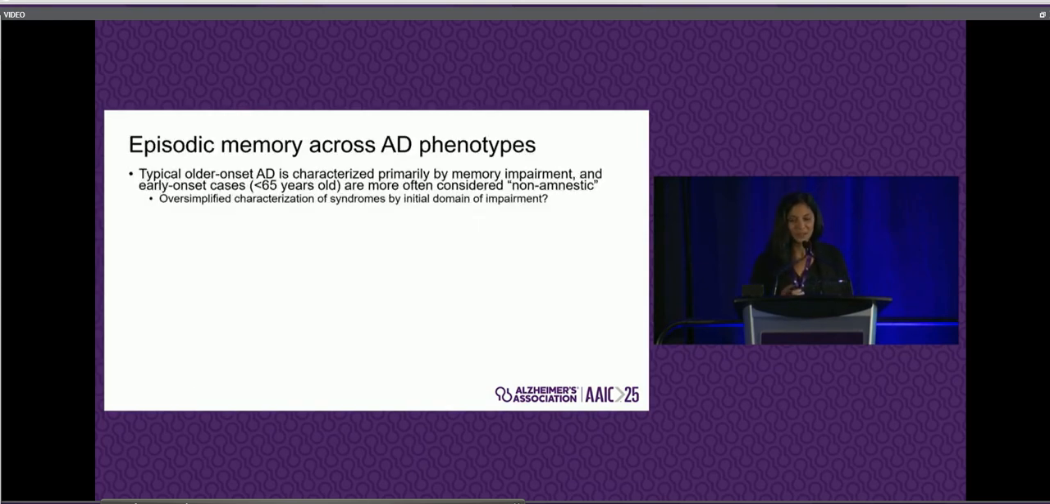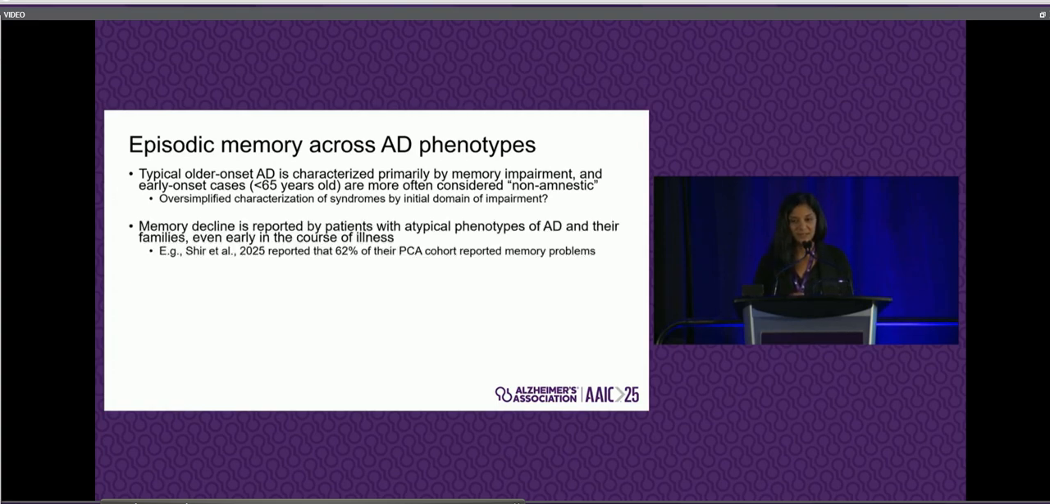We all know that typical older onset AD is characterized primarily by memory impairment, and early onset cases are more often considered to be non-amnestic. So this might be an oversimplified characterization of syndromes based on the initial domain of impairment. Indeed, memory decline is reported by patients with atypical phenotypes of AD and their families even early in the course of illness. For example, Shear and colleagues just earlier this year reported that 62% of their PCA cohort reported memory problems.